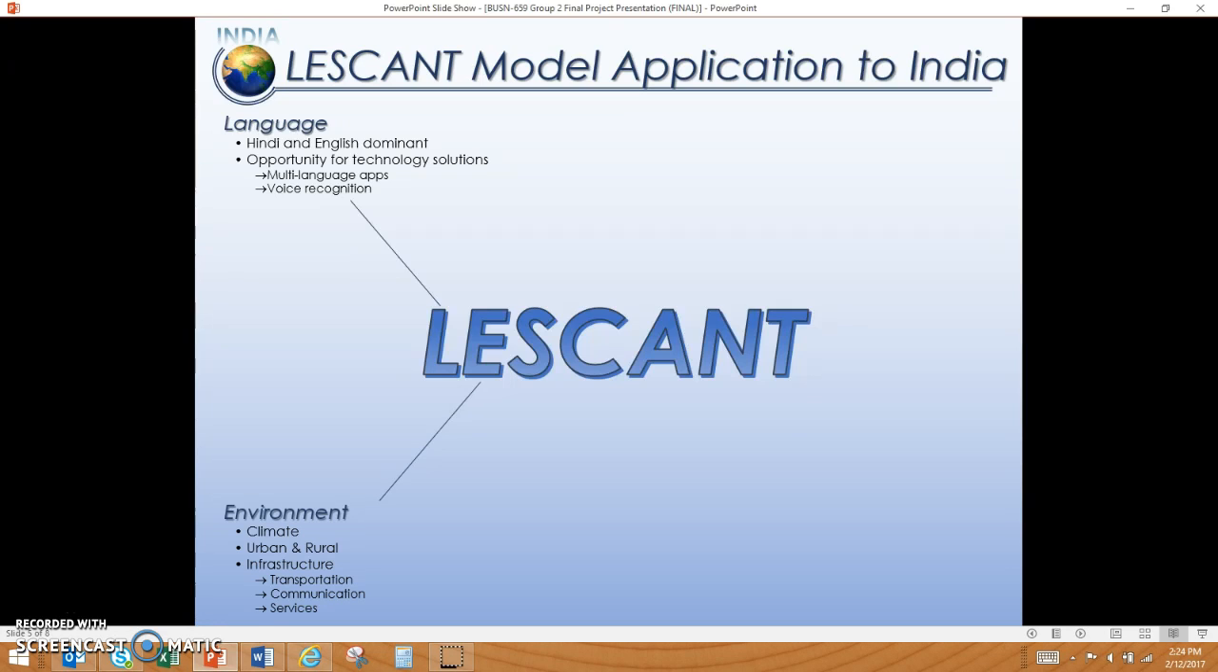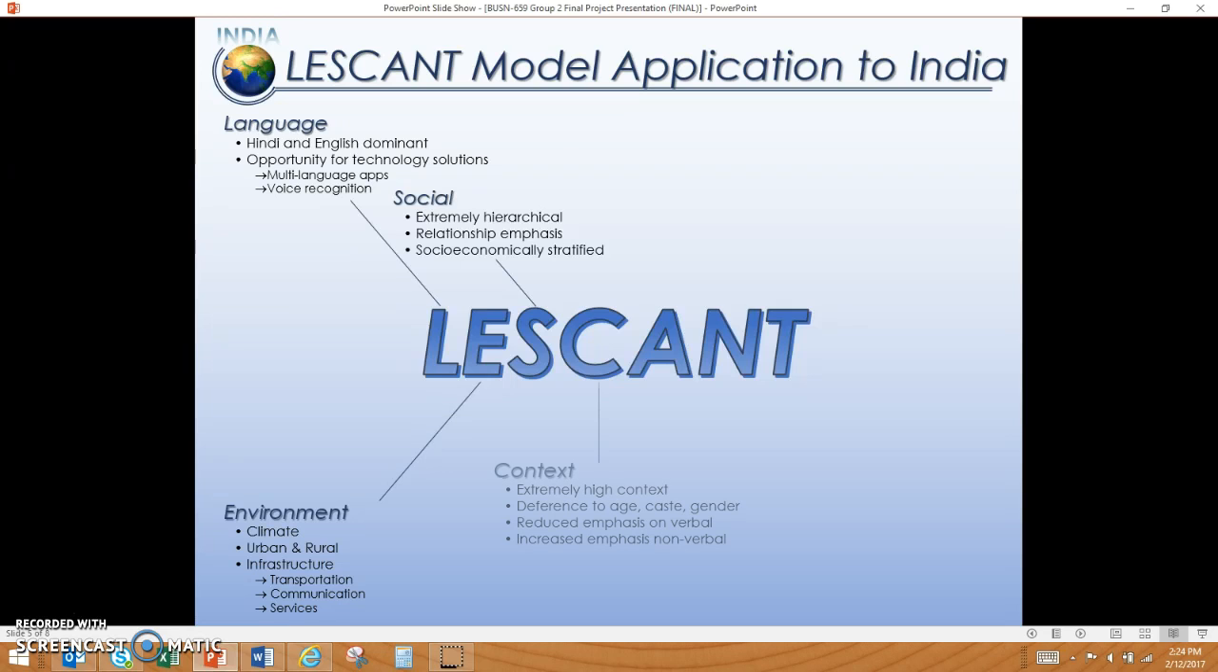Environment. India's environment, even in urban settings, is starkly different than the U.S. Social. Social structure is extremely hierarchical in India and more stratified than America. Context. India is a high context culture, meaning that accurate understanding is contingent upon proper discernment of the circumstances in which communication is taking place.